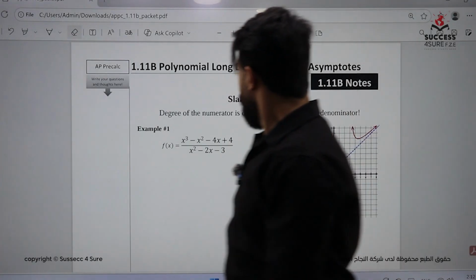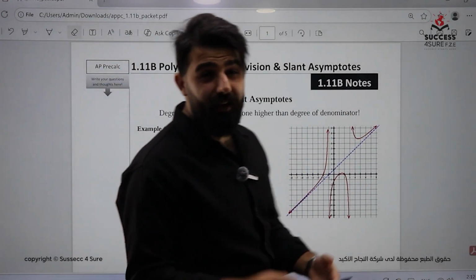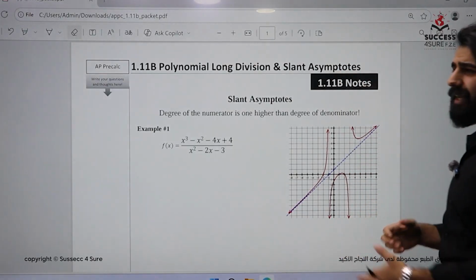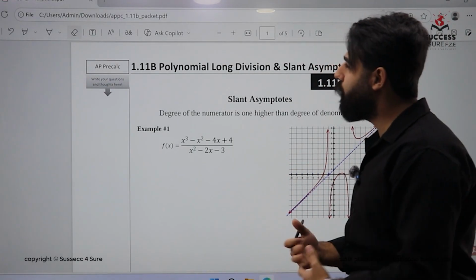Hi everyone. Now we're back again to explain everything about polynomial long division and slant asymptote. To know what a slant asymptote is, we're going to talk about the complement for the end behavior.